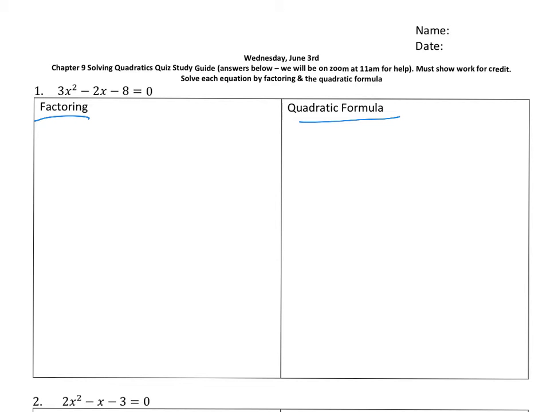So we always get all terms on one side, which we did. We identify a, b, and c. So a is in front of x squared, it's 3. B is in front of x, it's -2. C is the constant, -8.